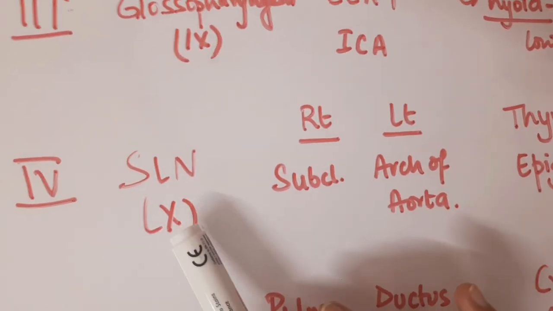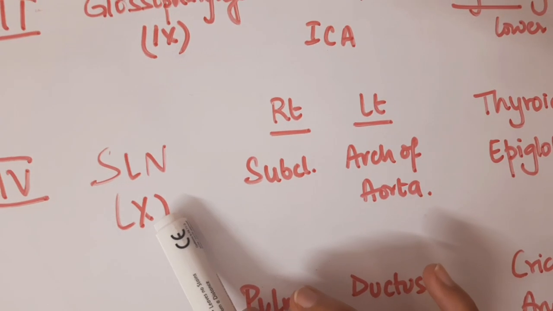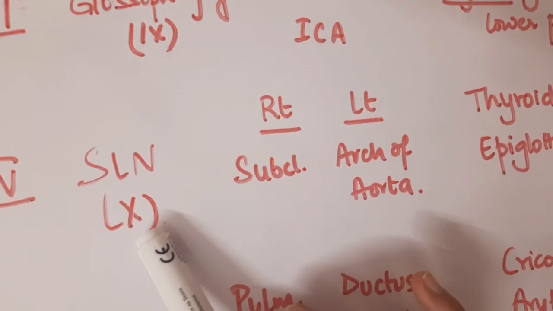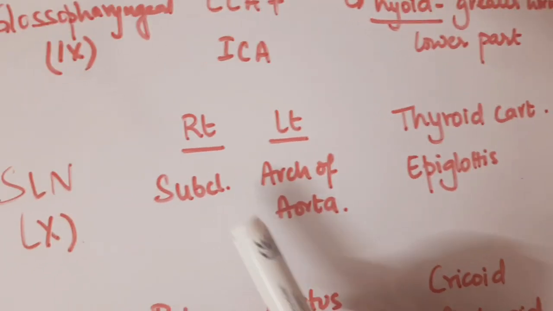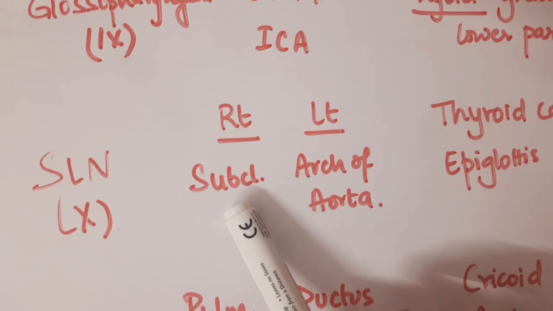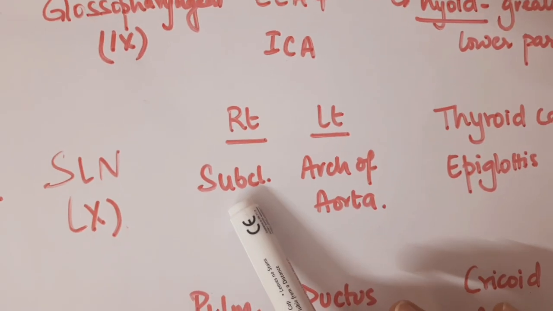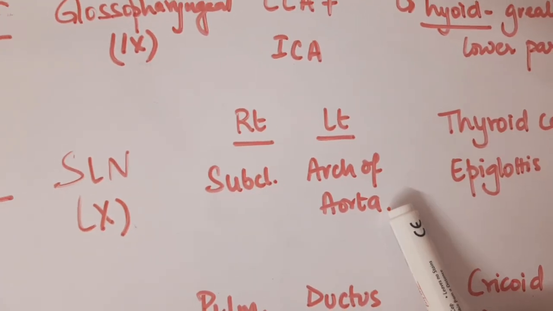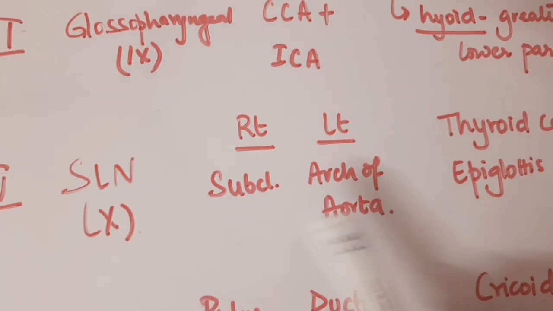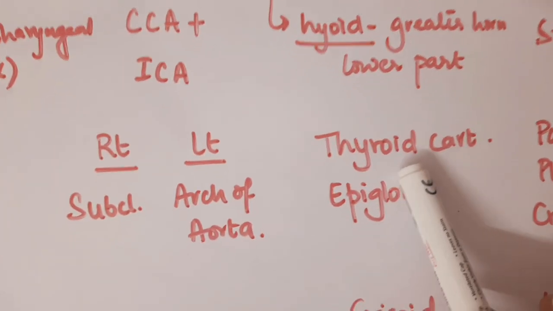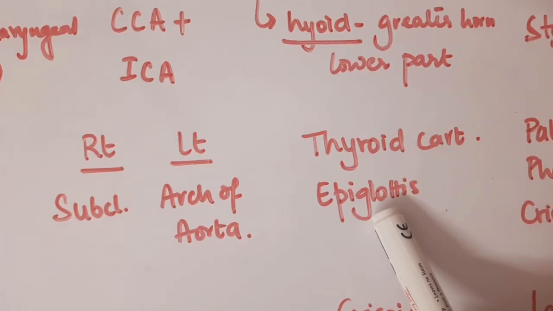In the fourth arch, we have the superior laryngeal nerve, which is a branch of the vagus nerve. In the arteries, on the right side, we have the subclavian artery. So the right subclavian artery and the left arch of aorta. They are the arteries which come from the fourth arch. Then we have the thyroid cartilage and the epiglottis.